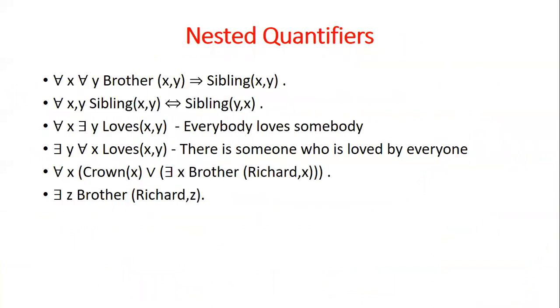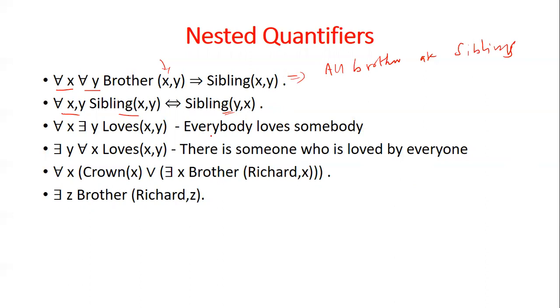Now let us discuss some examples for nested quantifiers. Say for all X, for all Y, X is a brother of Y implies that X is a sibling of Y. So basically this statement means that if someone is a brother of somebody else, then they are also siblings. All brothers are siblings. If X is the brother of Y, then X is also a sibling of Y. For all X comma Y, sibling of X comma Y implies sibling of Y comma X, right? So if somebody is a sibling of another, then the other person is also a sibling of this person.